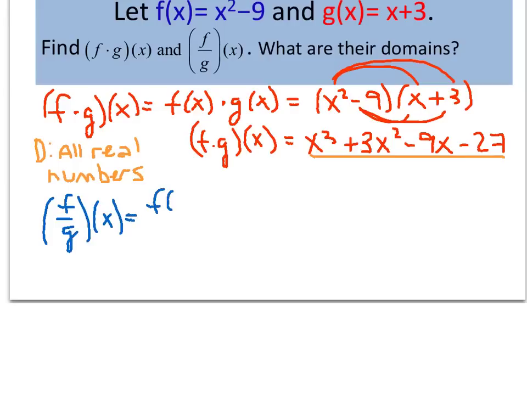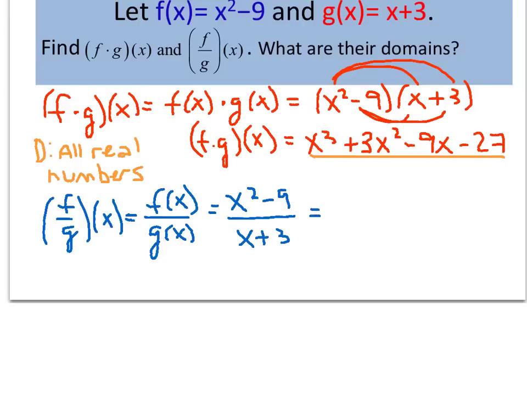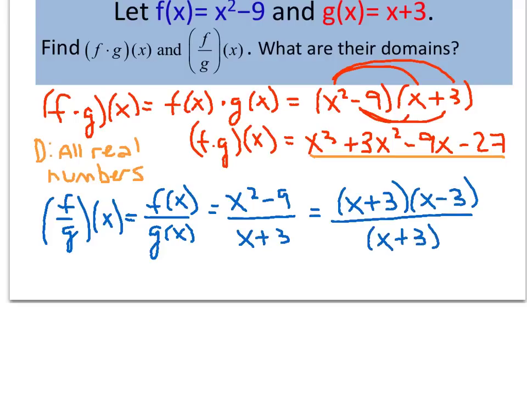So that's the same as saying f of x divided by g of x. So x squared minus 9 divided by x plus 3. Now we could do long division here, or the top looks factorable, so that's a difference of two perfect squares. Now you can see that stuff lines up, right? So this guy here and this guy here are the same thing, so they will divide out and give me 1. So I'm going to be left with x minus 3. So f divided by g of x is equal to x minus 3.